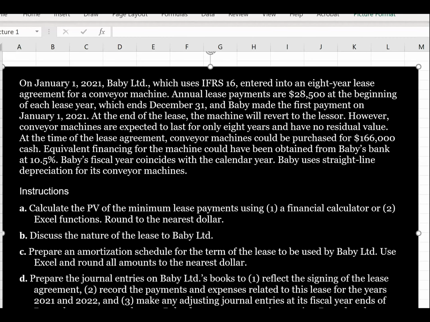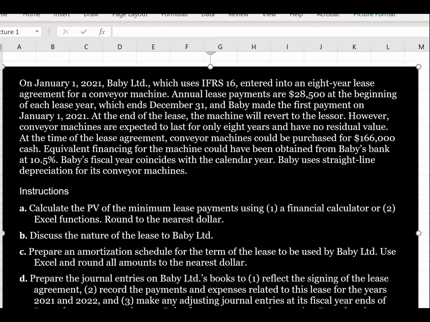On January 1st, 2021, Baby Limited, which uses IFRS 16, entered into an 8-year lease agreement for a conveyor machine. Annual lease payments are $28,500 at the beginning of each lease year, which ends December 31st, and Baby made the first payment on January 1st, 2021.